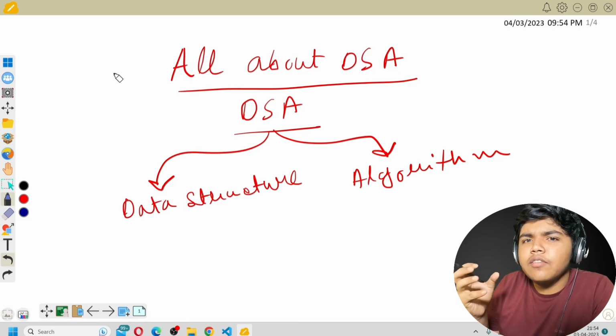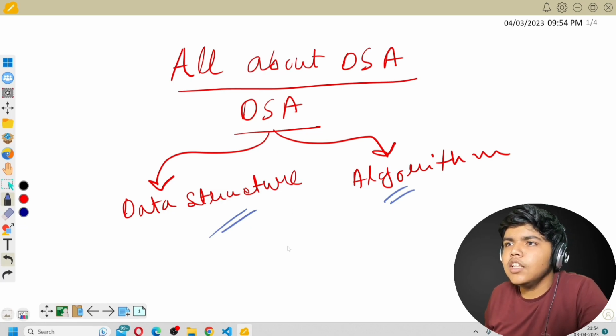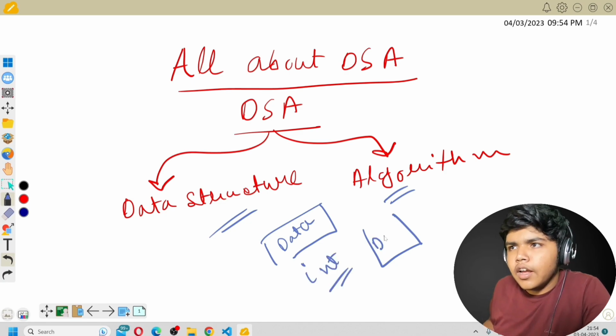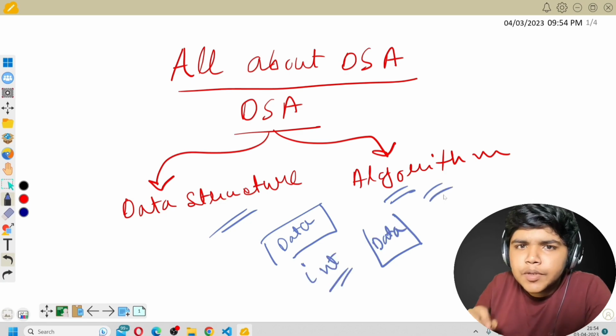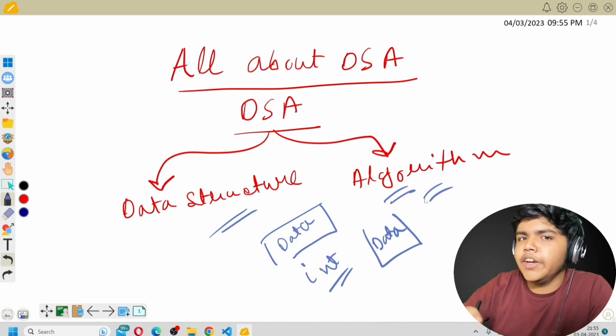DSA is basically divided into two parts, data structure and algorithm. So what is data structure? Data structure is basically a structure where we store some data. You can imagine it as a container where we can store data. And what is algorithm? Algorithm is basically a technique by which we can solve the problems of data structure.